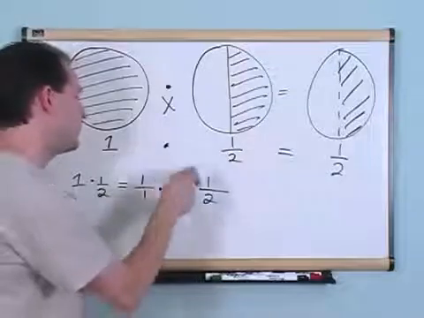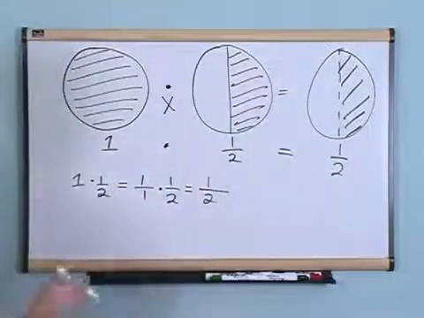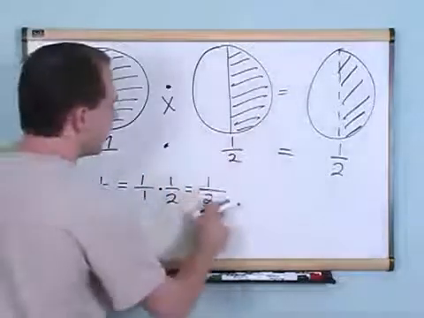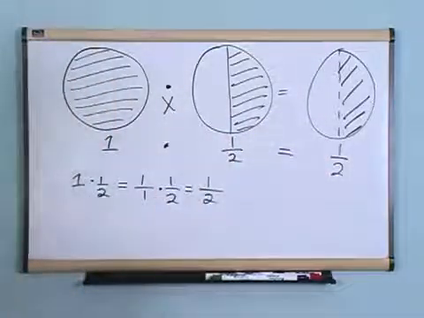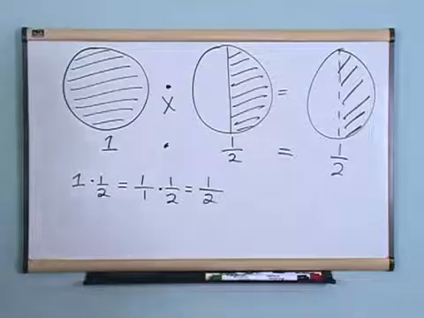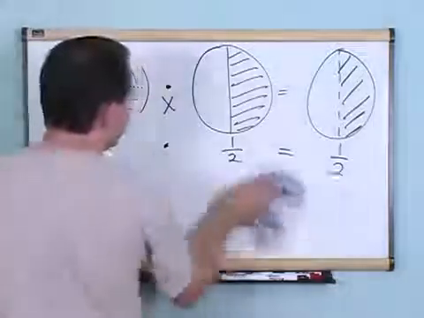Bottom number times the bottom number gives you the other bottom number. Now notice we did this and we got the answer of 1/2, which is what we said we should get based on what multiplication by fractions really is. So let's go ahead and work through some other problems.